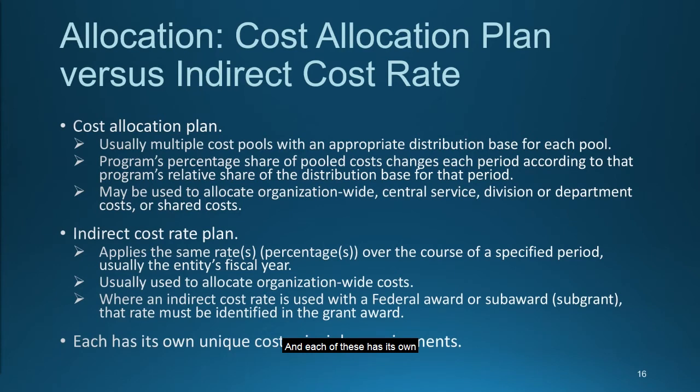And each of these has its own unique cost principle requirements. We have the basic standards, of course, that apply to all costs. Within the UG and UGMs, they outline some specific requirements for indirect cost rate negotiation for different types of entities. And certain cost allocation plans have separate requirements as well. Next slide.